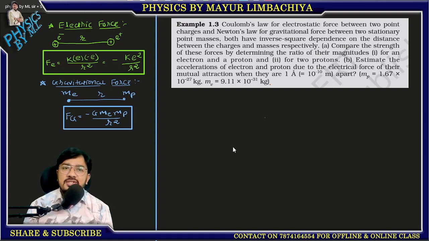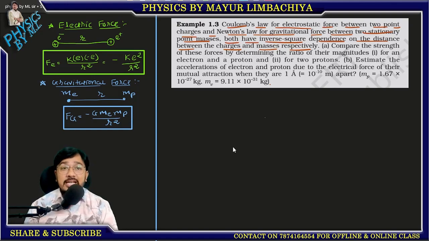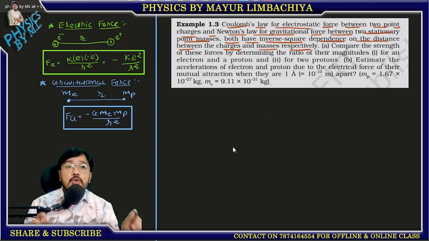So, what does the definition state? Coulomb's law for electrostatic force between two point charges and Newton's law for gravitational force between two stationary point masses both have inverse square dependence on the distance between the charges and masses respectively. So what they are trying to say is, in both electrical force and gravitational force, both the forces are inversely proportional to the square of the distance between the two point charges and two masses.